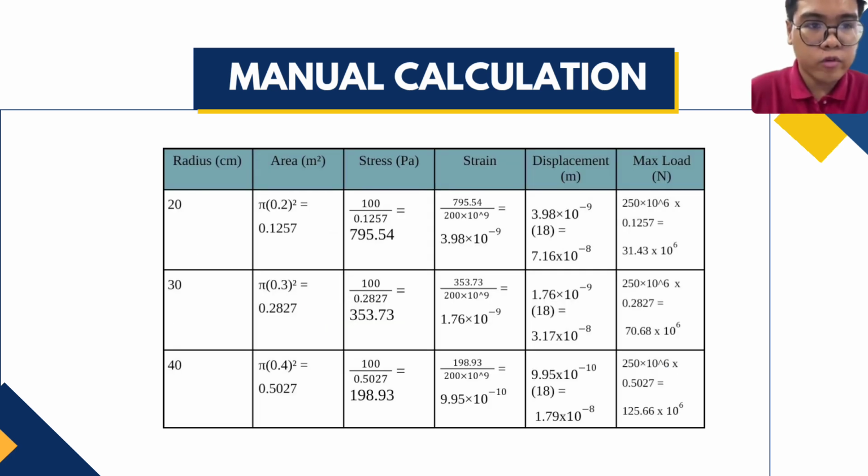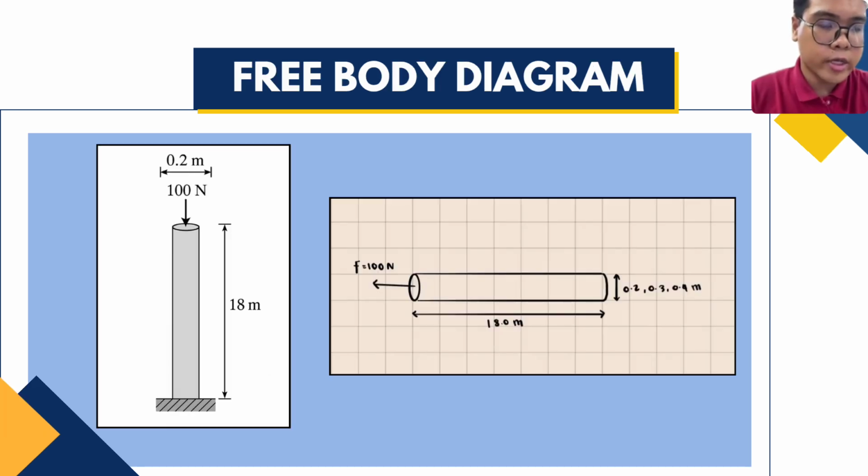By using the information we have just now, we will perform a calculation on 5 elements, starting from the area, the stress, strain, displacement, and max load. After we obtain that information, we will tabulate them in this table. So this table shows the summarized version of it. Now let's look at the free body diagram of our model. Basically, this model adapts the model of an actual free body diagram.